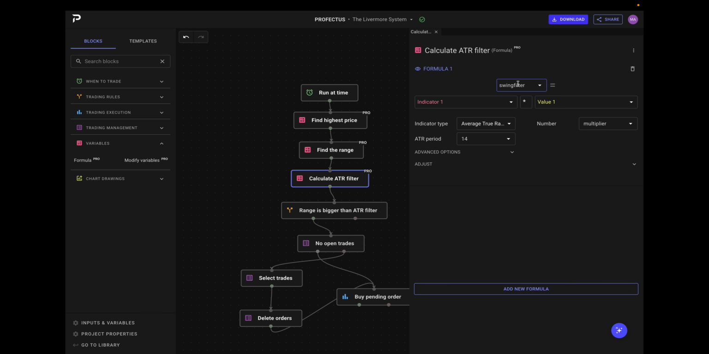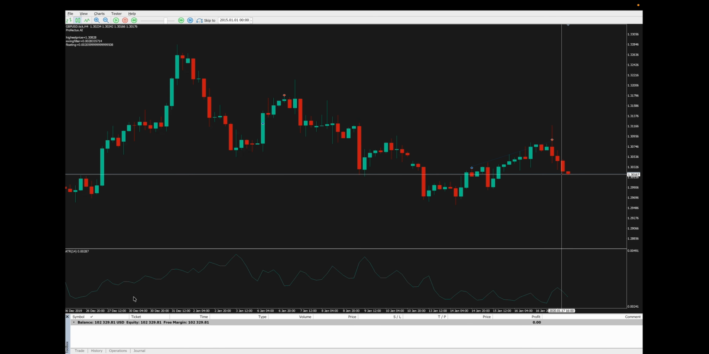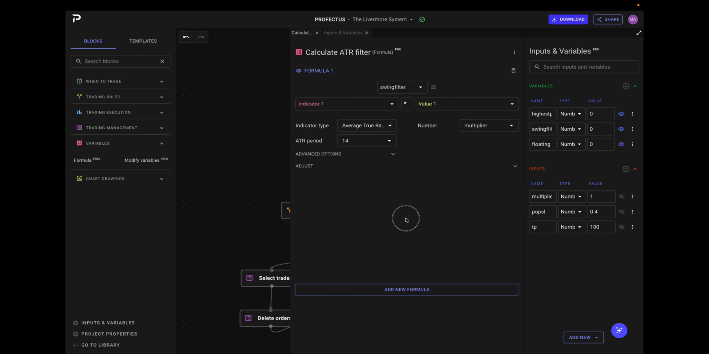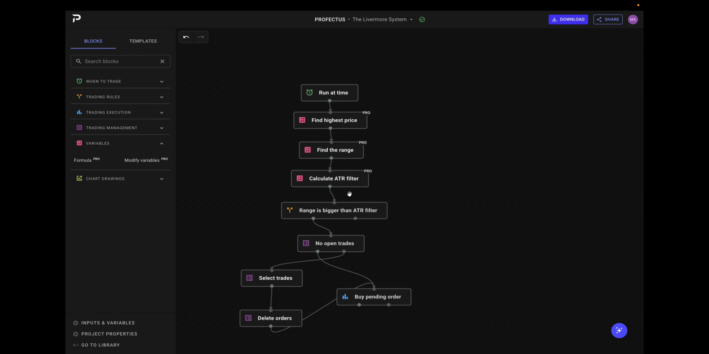Correct? Then we have swing filter. We take the average true range, which is this indicator here at the bottom. We take that value and multiply it by a multiplier. And the multiplier is set on 1, so right now this does not do anything. You take the average true range, let's say the number is, I don't know, 0.1 times 1 is still 0.1, okay? But if you want to double it, maybe 0.1 then becomes 0.2. But for now, we keep it default at 1. It just doesn't do anything, but we can, of course, change that and optimize that in MetaTrader.